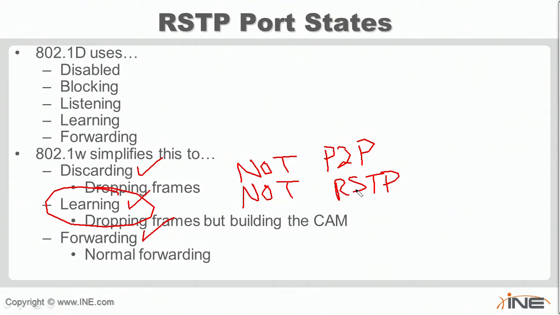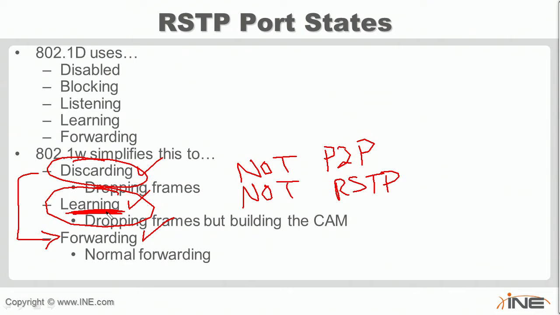Right, but what's that state when it's asking for the proposal and receiving? What do you call that state? You're in discarding. Oh, so it's discarding? Yeah, so it's dropping the packets, but as soon as you agree on the synchronization, you move immediately to forwarding. Okay. So the key is that learning is only used if you're attached to the legacy portion of the network.